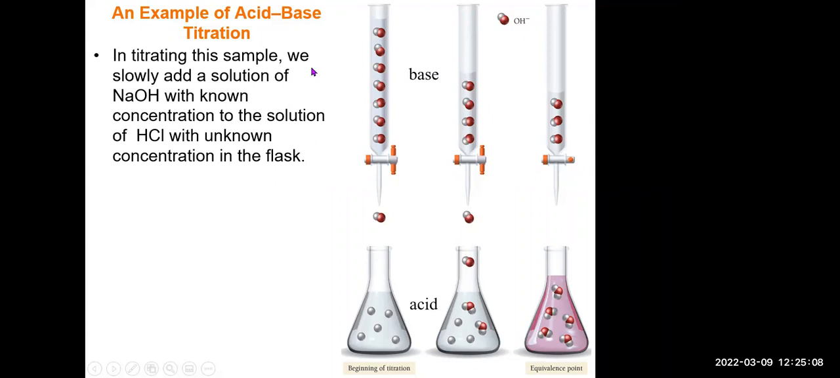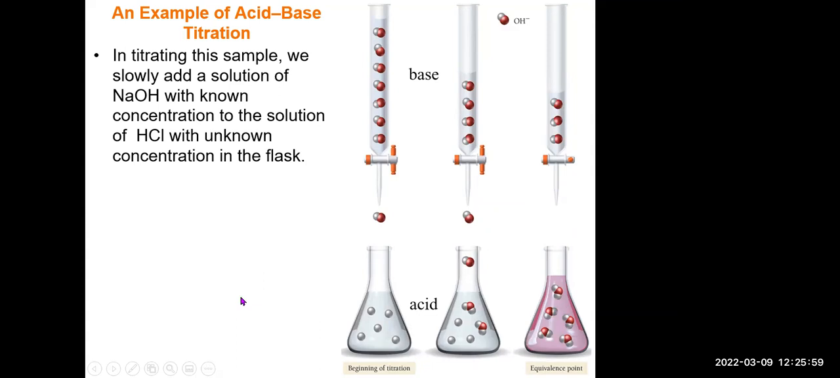So in titrating this example, we slowly add a solution of NaOH with known concentration to the solution of HCl with unknown concentration in the flask. Before you start adding, you measure how much acid you have. Even though you don't know the concentration, you know the volume of the acid in the flask. Then you know the concentration of the base, and if you add it slowly, you will see when it's all used up by the acid, and you stop adding. You will see how much NaOH you use. So from the volume of NaOH you use and the concentration of NaOH itself, you can calculate the concentration of the acid because you know the volume of that.